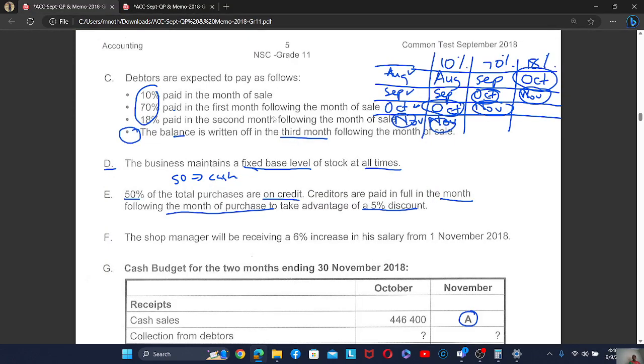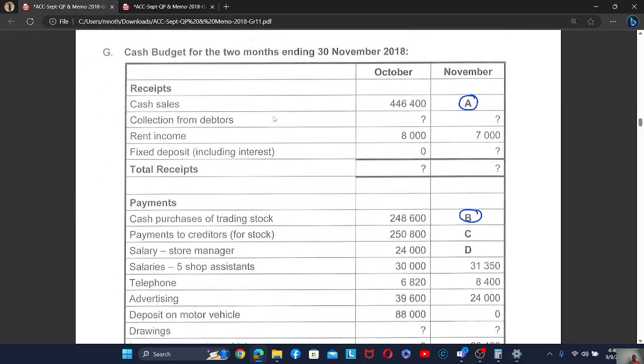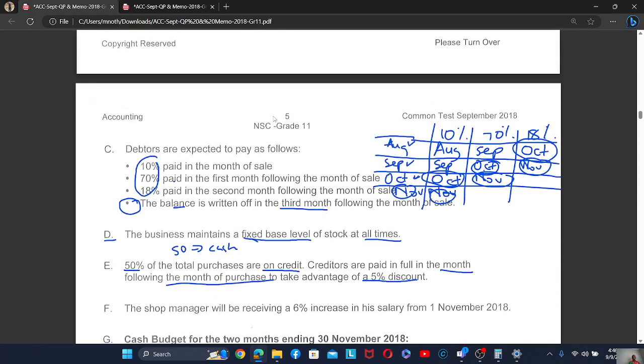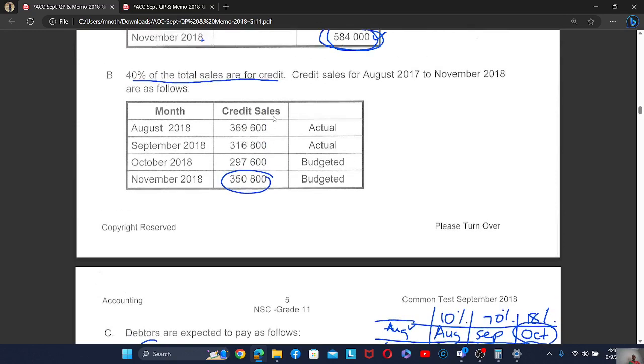Now, we are looking for letter C, the payment to creditors. Payment to creditors. So maybe we're going to use October's purchases.